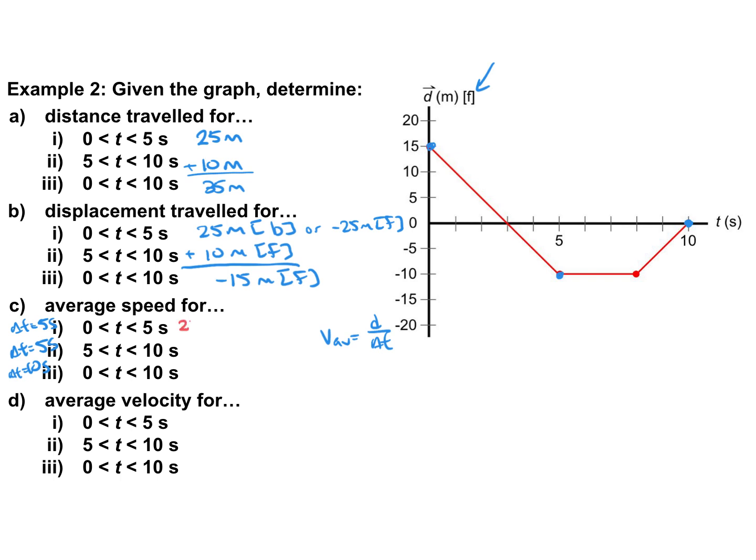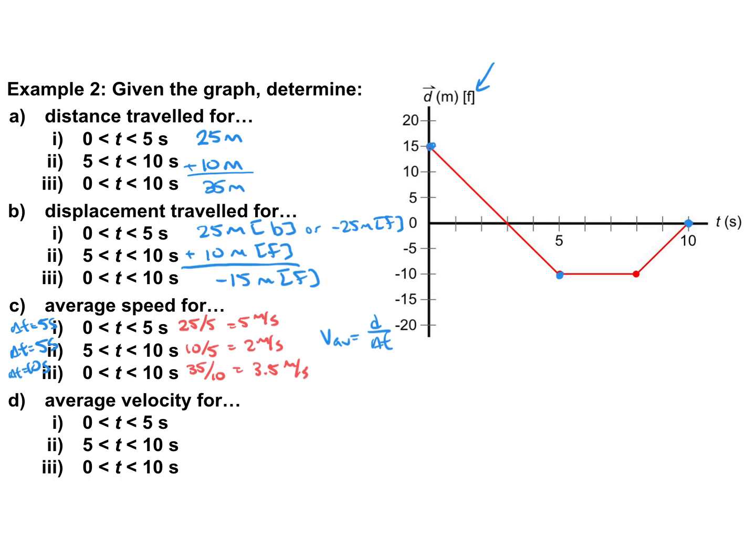So the first one will be 25 divided by 5, giving us 5 meters per second. The second one, the distance was 10, and we're dividing it by the time interval of 5. That gives 2 meters per second. And the third one, we had an answer of 35 meters for distance, and we're dividing this one by 10 seconds, because it's from 0 to 10 seconds. And that gives 3.5 meters per second. So those are the average speeds.